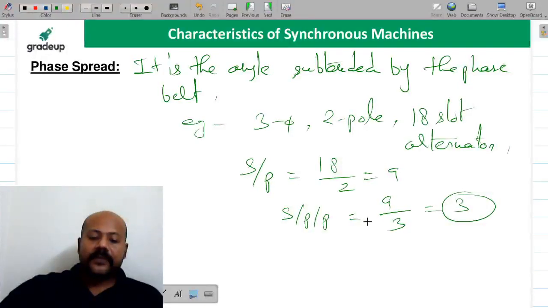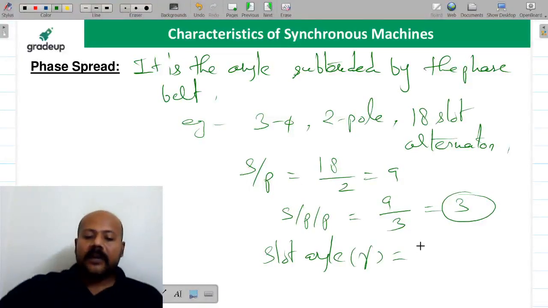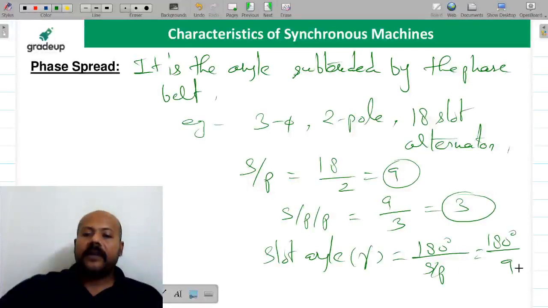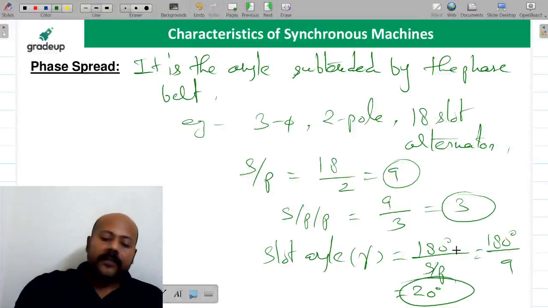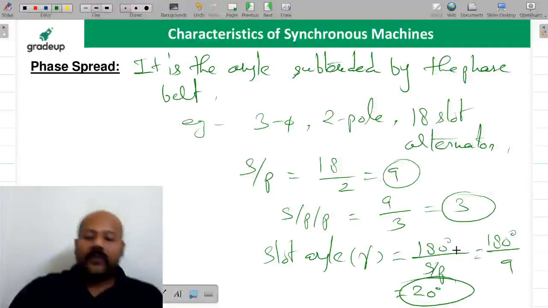Yes or no? Now what is slot angle or the slot pitch that we are defining as gamma? Beta, it is going to be 180 degree divided by slots per pole. What is slots per pole? 9. So it is going to be 180 degree divided by 9. So beta, it is going to be 20 degree. I hope it is clear to all of you.